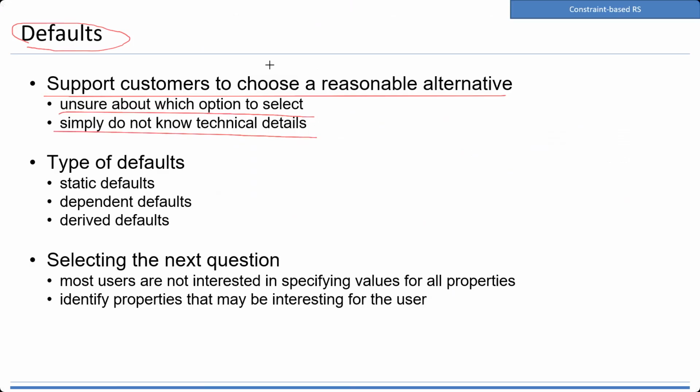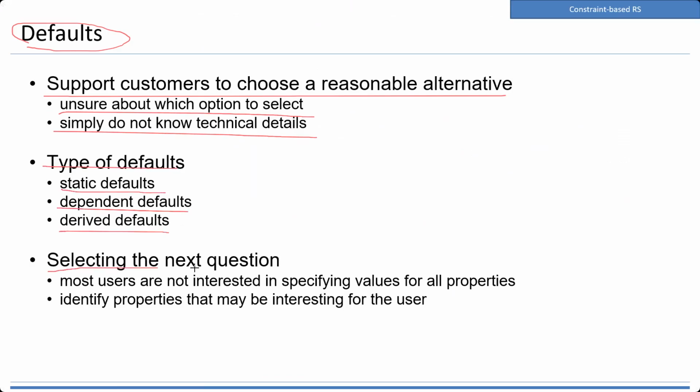Some people, if they are not familiar with laptops, find it difficult. So they just want to know what is a good laptop for study, what is a good laptop for doing experiments with high or big data. So there will be several kinds of defaults. If it is a static default, it means for everyone it is the same. Or we will have dependent defaults, so the default depends on some variables, or the derived default, where the default is derived from one variable.